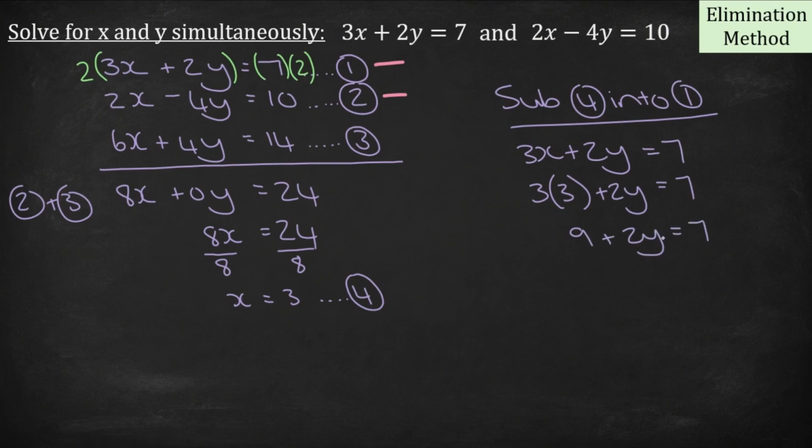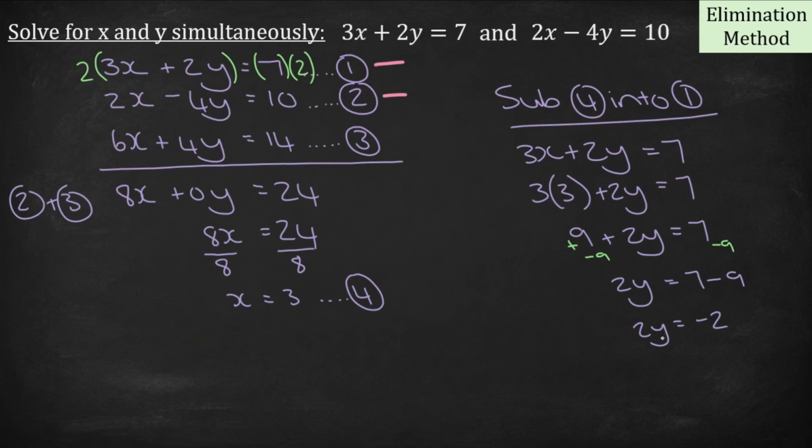So now I need to get this y on its own. That means I'm going to move this 9 to the other side. This is a positive 9, so I'm going to subtract 9. What you do on the one side, you have to do on the other side. So we have positive 2y equals 7 minus 9. And that gives us 2y equals negative 2.